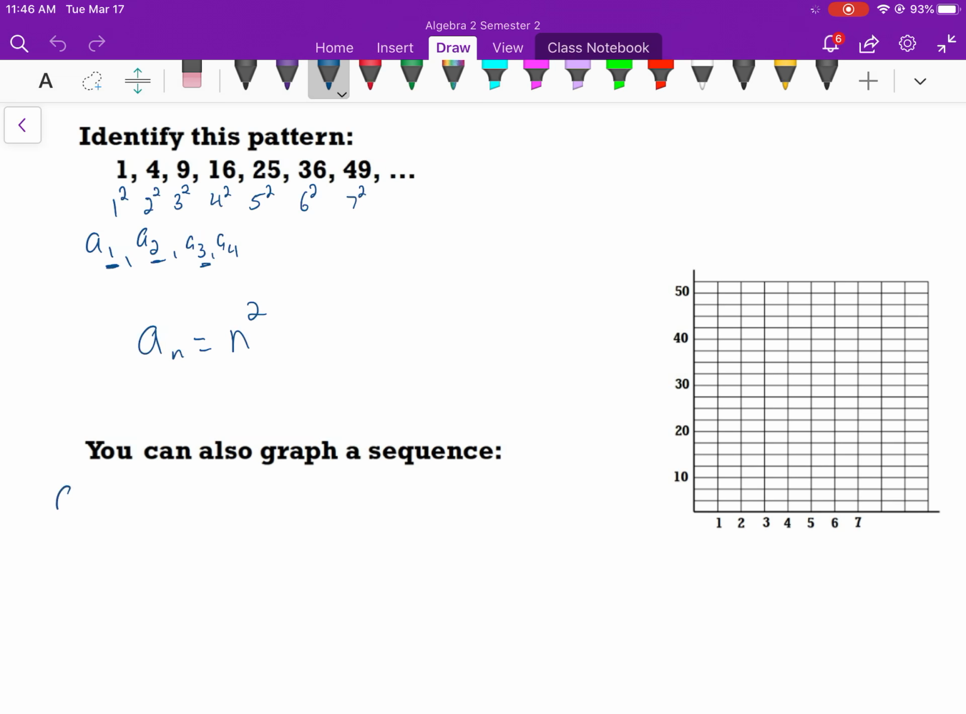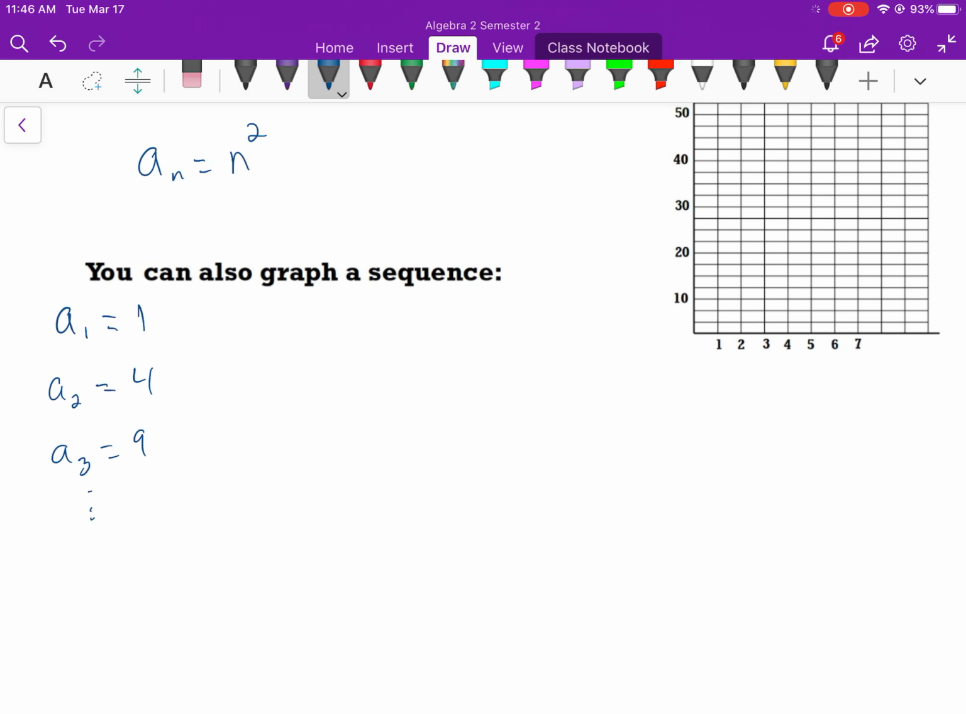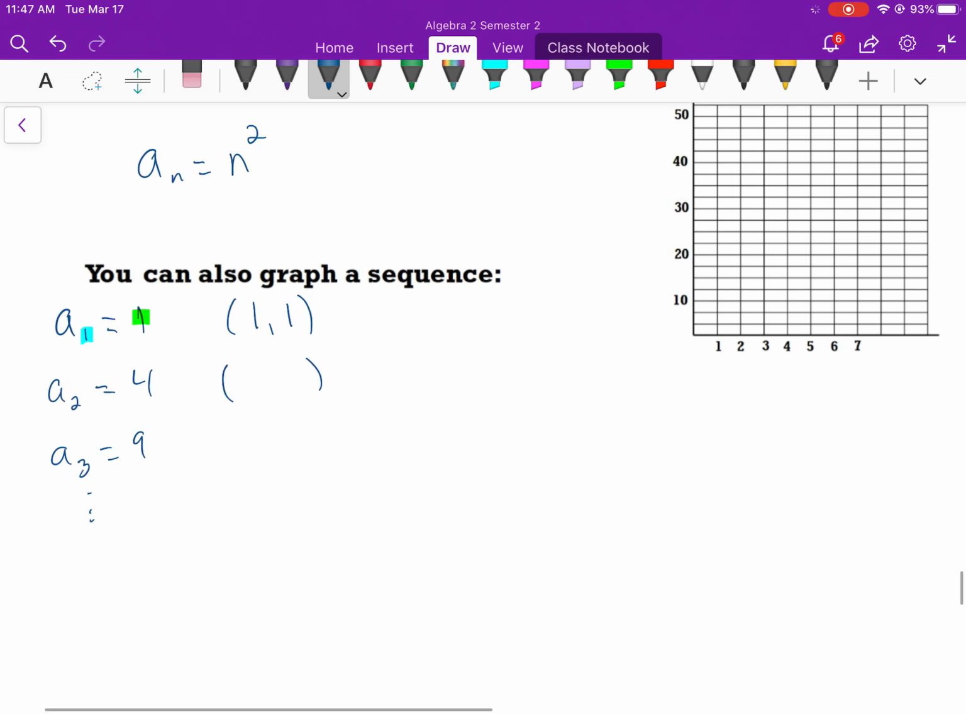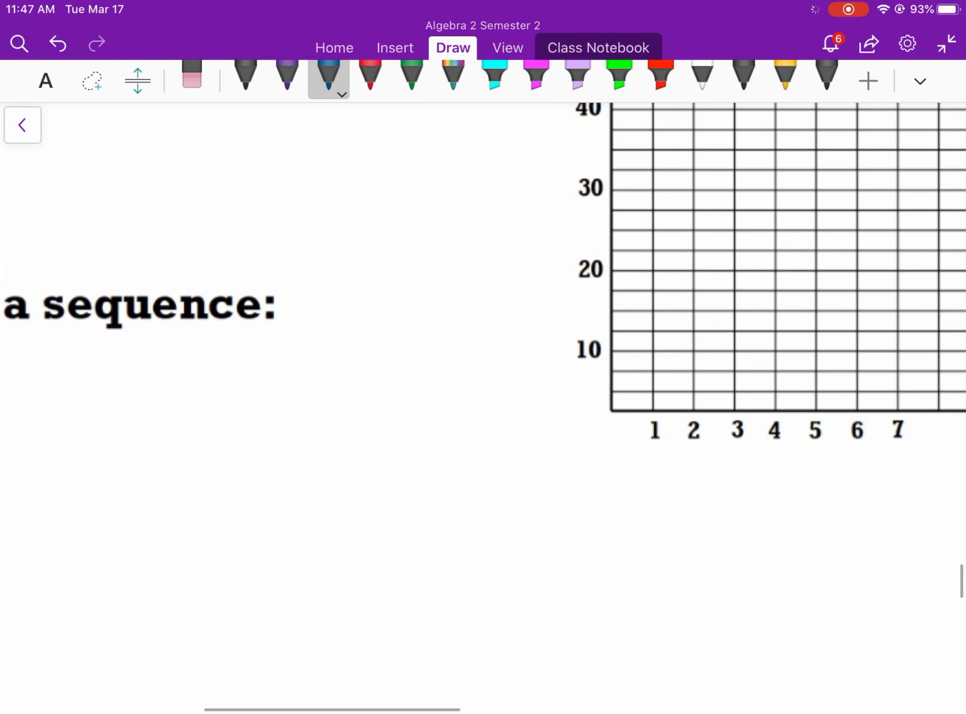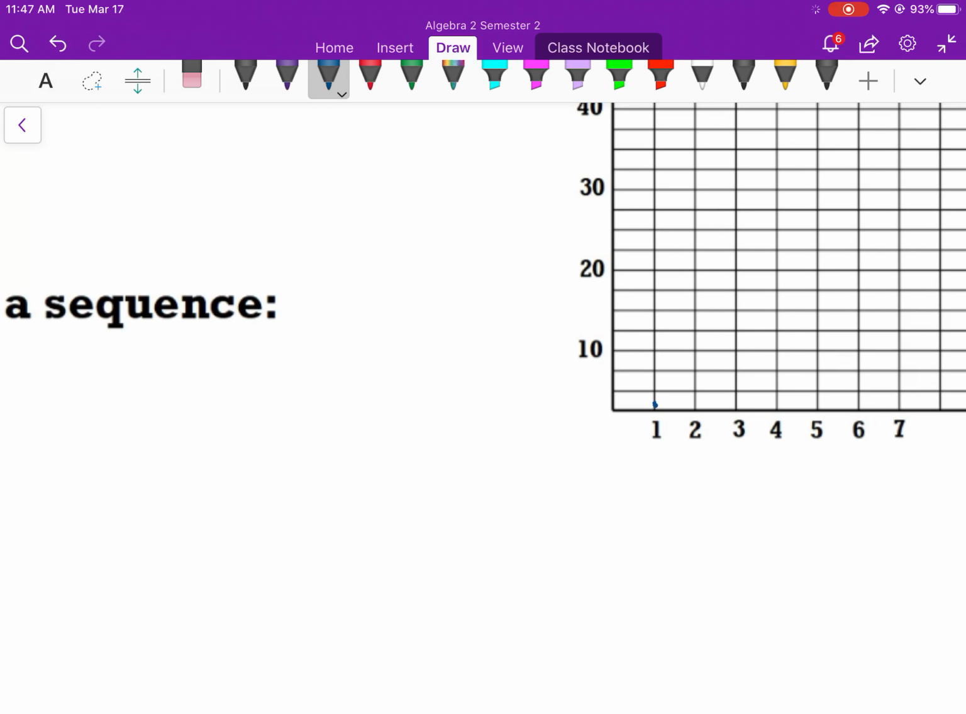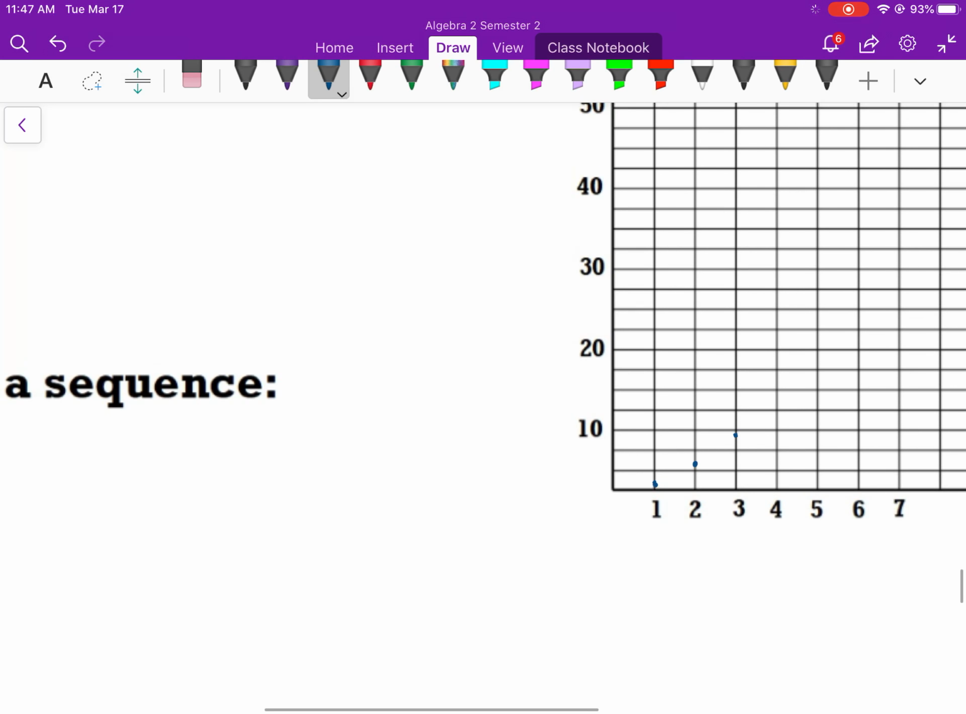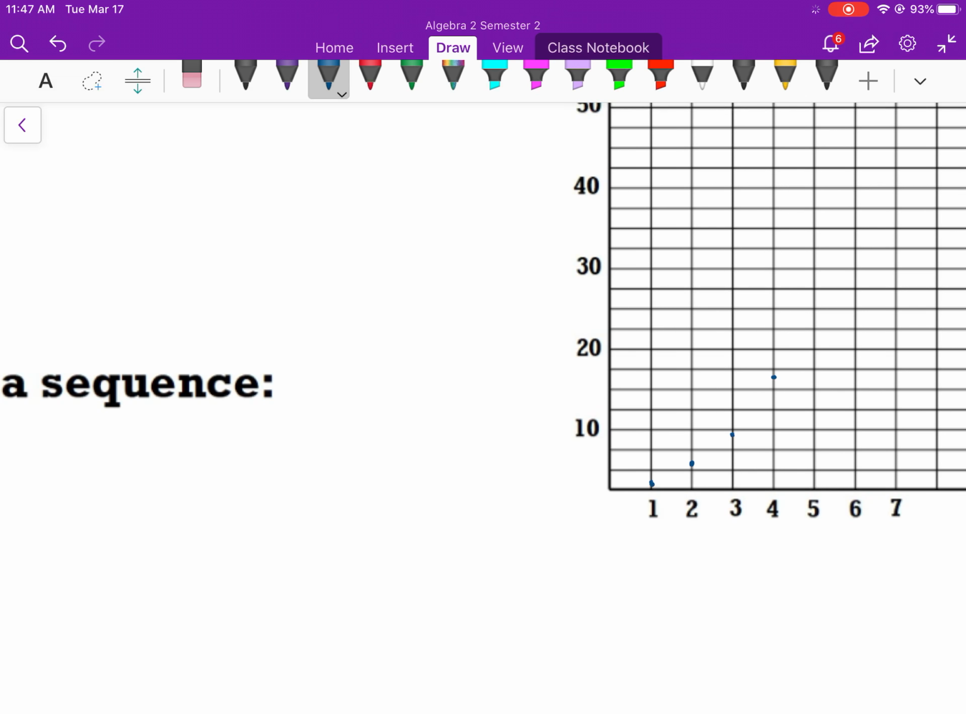Now, if you notice, in this case, a sub 1 is 1, a sub 2 is 4, a sub 3 is 9, and so on. All we're going to do, if you remember, the domain is your n values, which in this case is 1, and then the output, or your range, is the actual term. So in this case, if you got the first term as 1, you're just going to plot the point 1, 1. Go to the next one, 2, 4, 3, 9, so on and so forth. So 1, 1, 2, 4, 3, 9, 4, 16, 5, 25.